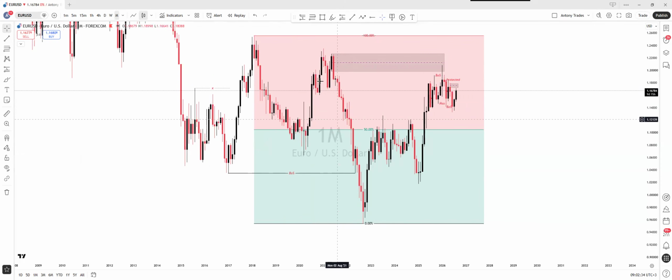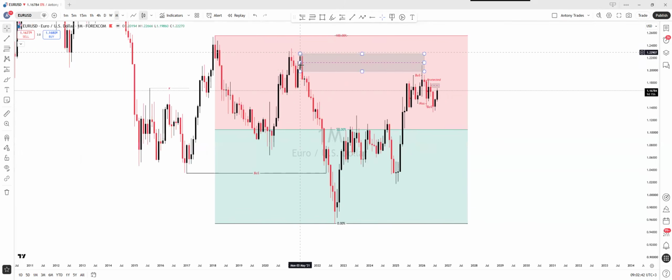So any point of interest that is resting below the 50% becomes a very good zone for you to look for that selling opportunity. Looking at the Euro USD, you can see that it came to react from this order block or supply zone that is resting at the premium, which gave us a very strong rejection.